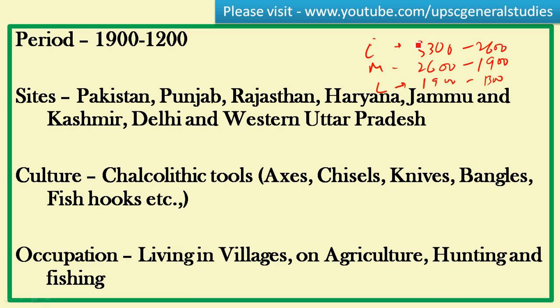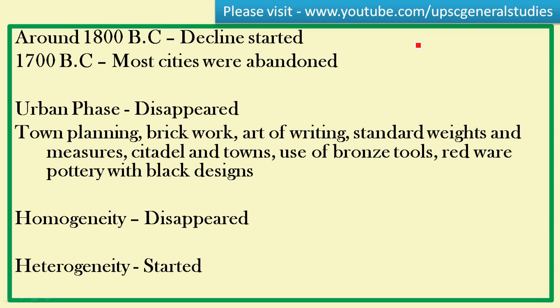Let's discuss this post-urban Harappan civilization, that is late Harappan civilization. So the period here is 1900 to 1200 BC. It started around 1800 BC, where it marked the decline in the uniformity which was witnessed during the mature Harappan phase. During the mature Harappan phase, we witnessed town planning, which was discussed in our previous videos, uniform brickwork, the art of writing, standard weights and measures, the development of cities on the lines of citadel and lower town.